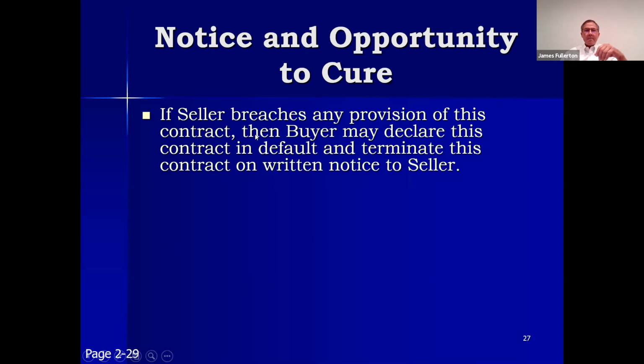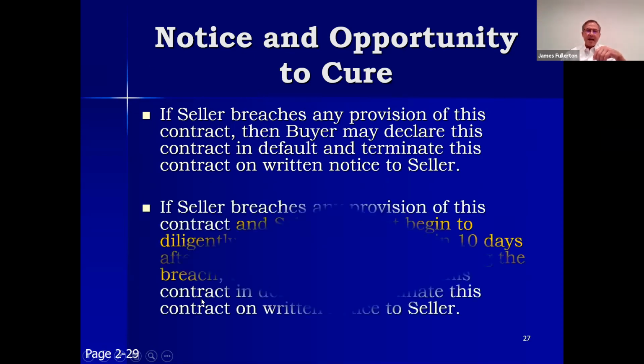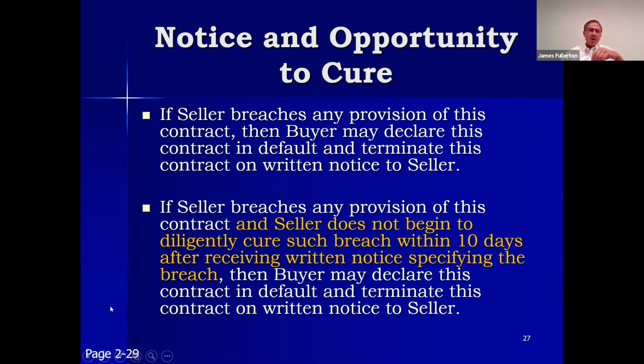So you take your pen, you put a line up here, put a line out to the margin, put a line down the side, and you put the words in yellow right up the margin of the contract. So now it says, if seller breaches any provision of this contract and subcontractor does not begin to diligently cure such breach within 10 days after receiving written notice specifying the breach, now buyer can declare the contract in default and terminate the contract. What you've done is changed the definition of default.